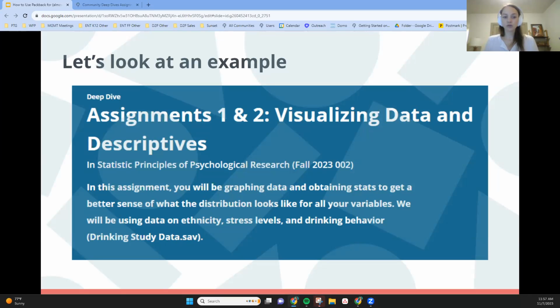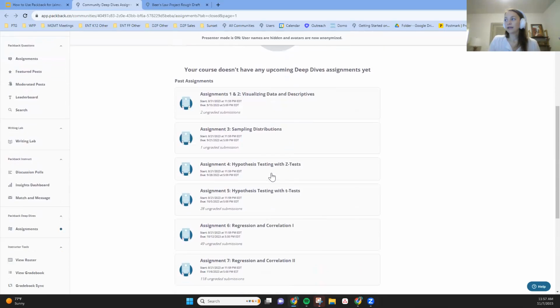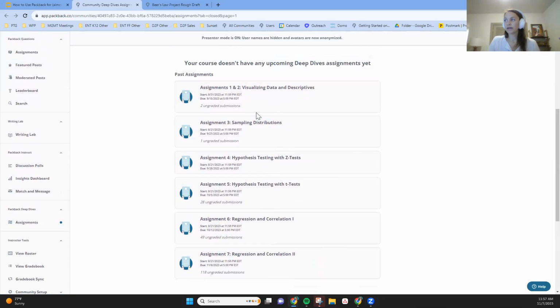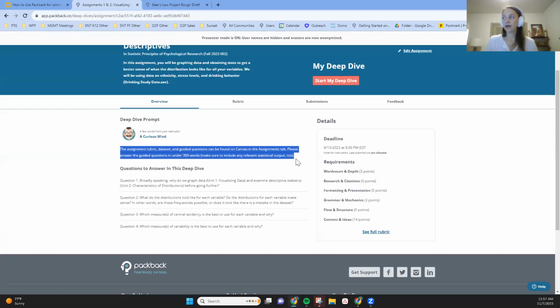So I'm actually going to show two examples here. One is going to be of a lab, and the second one's going to be of a great rubric that's been used for our lab. So you'll see here that this is how this instructor broke it down. You have assignments 1 and 2, 3, 4, 5 through 7, and they really talk about how to visualize data and the description of the data. They give lots of details, and when I click into this assignment, they have questions to answer and an expectation here of how many words they want and what they're looking for.